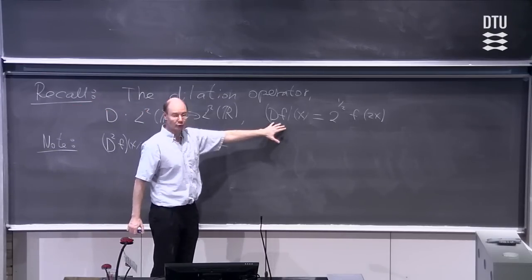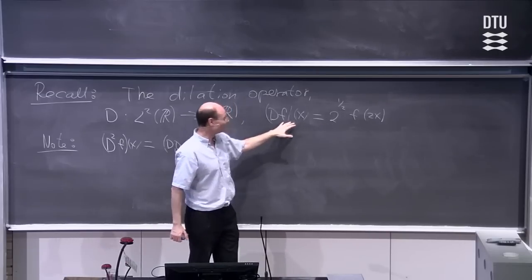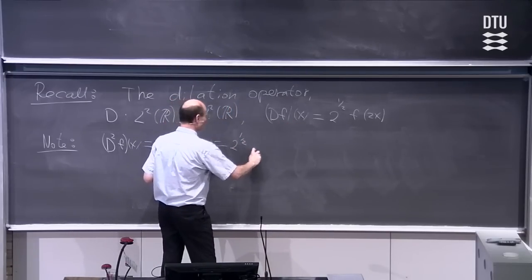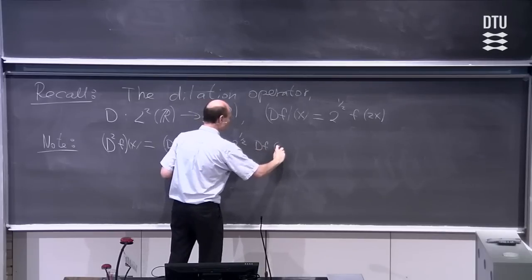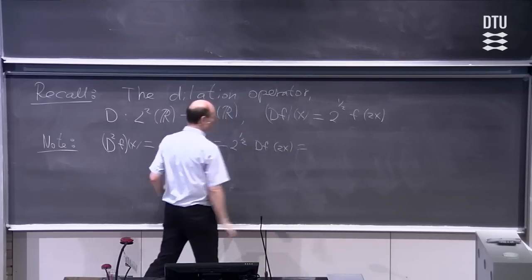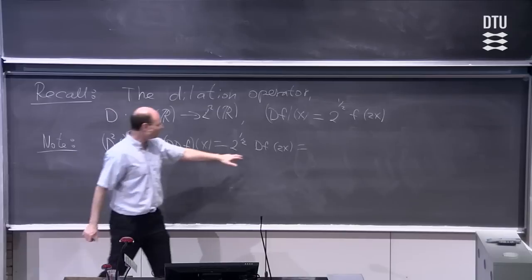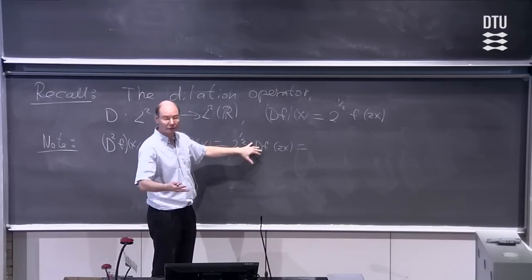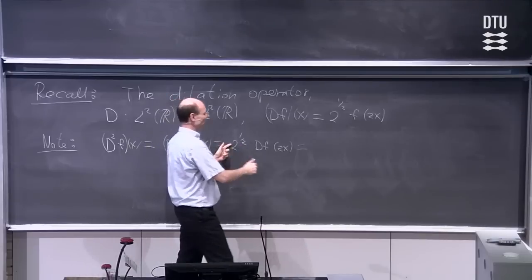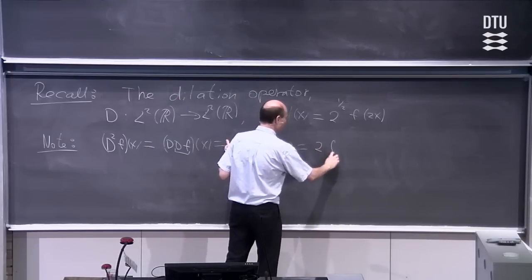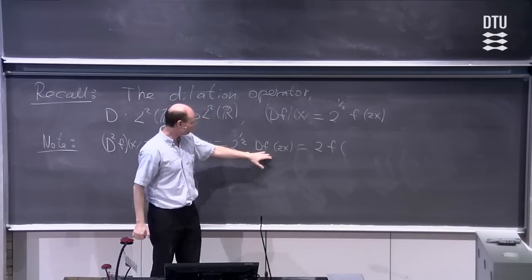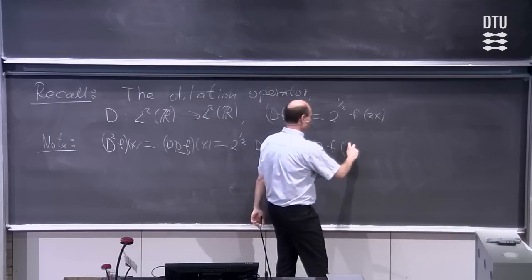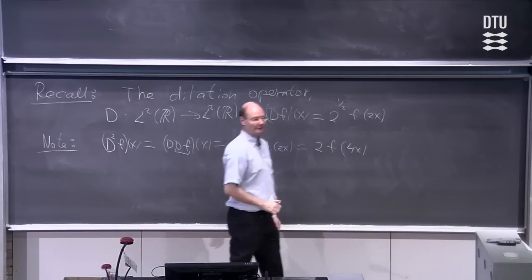And we do that using these rules. So we just write down what we have here, but with the f replaced by df. So what comes out is 2 to the power a half df calculated in the point 2x. And now we can do it once more, because now we have a scaling operator. So again, when we write this, we get a factor of 2 to the power half, which we multiply with this. So this all together gives us a factor of 2. And then f of, and you see d of f, then we have to multiply what we have inside here with a factor of 2. So we get f of 4x.